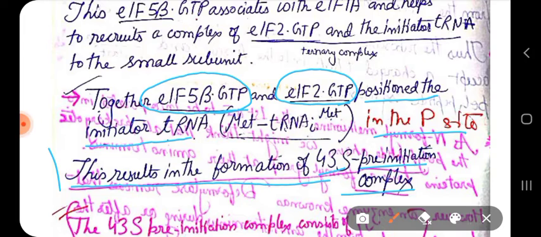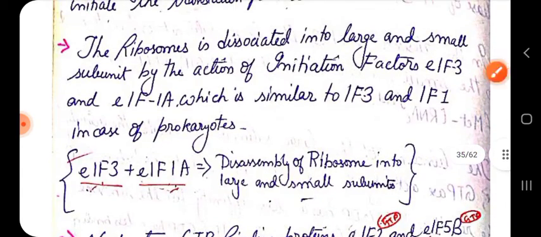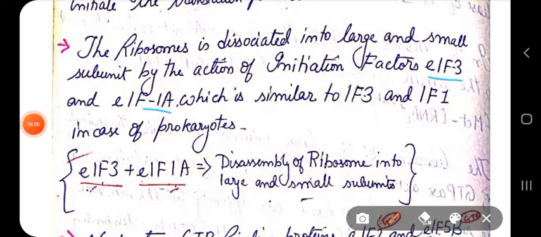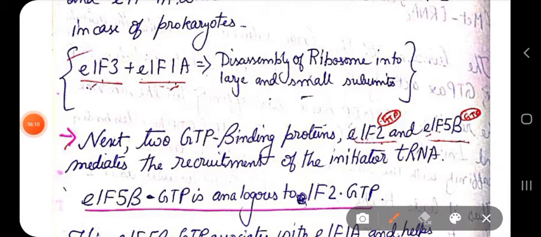So very well, here more initiation factors are involved. Well, we have seen that the initiation factors EIF3 and EIF1A dissociate the ribosome into large and small ribosomal subunits. Secondly, we see here two GTP binding proteins, EIF5B and EIF2.